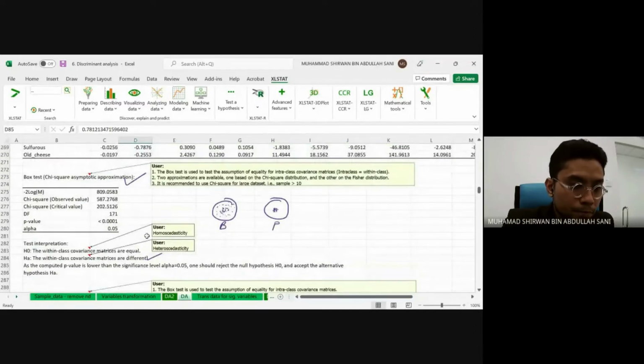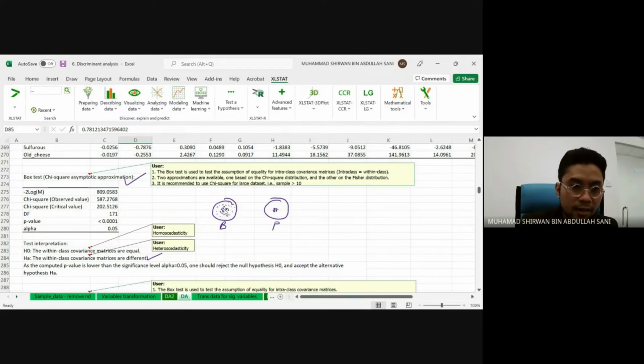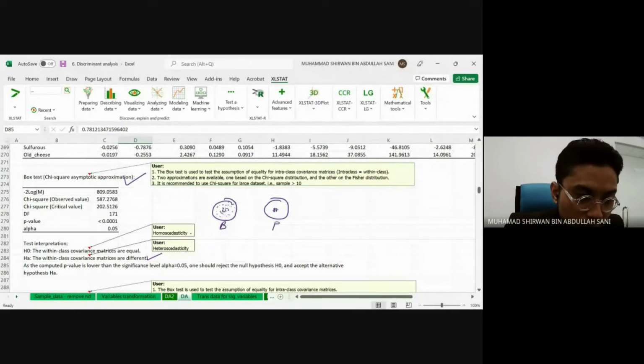So from here we can interpret it based on the null hypothesis. The within class covariance matrices are equal, meaning that the data in the grouping of bovine, do they have equal covariance? Is there a difference in their spread? If yes, it becomes homoscedasticity. The alternative hypothesis is that the within class covariance matrices are different, meaning that there is heteroscedasticity. We are looking for this one, homoscedasticity, like yesterday. So this is the computed p-value here.